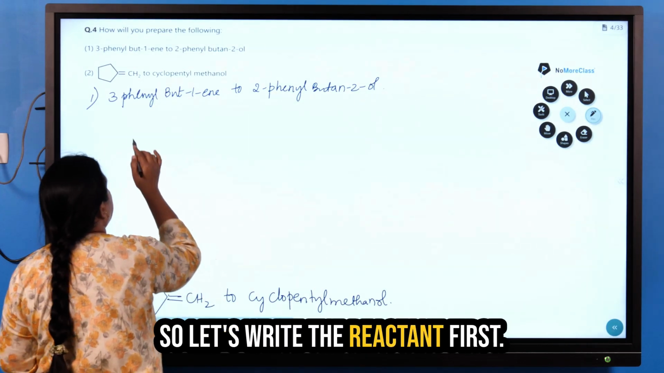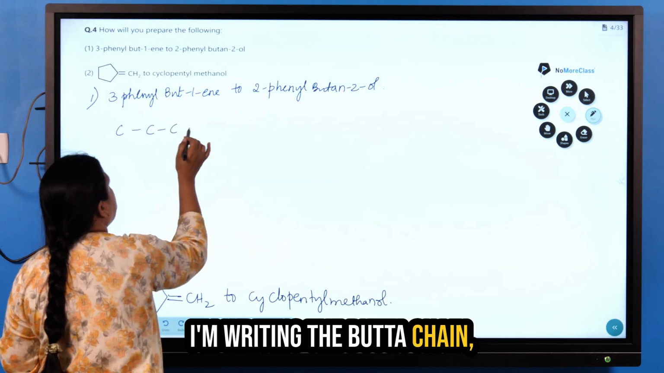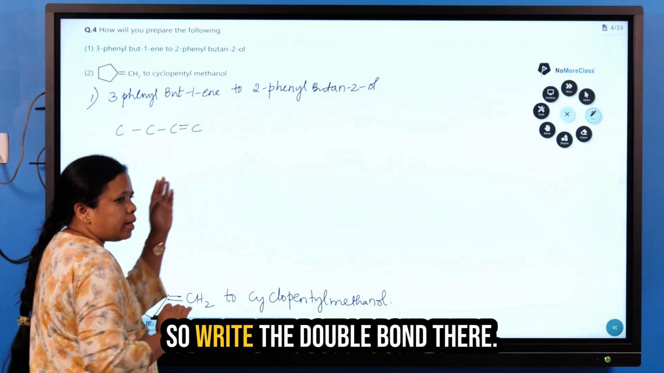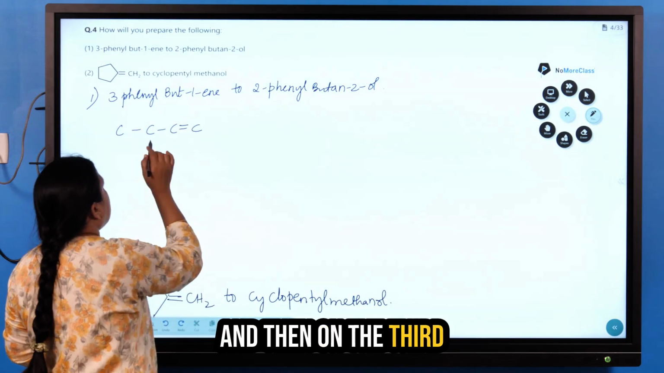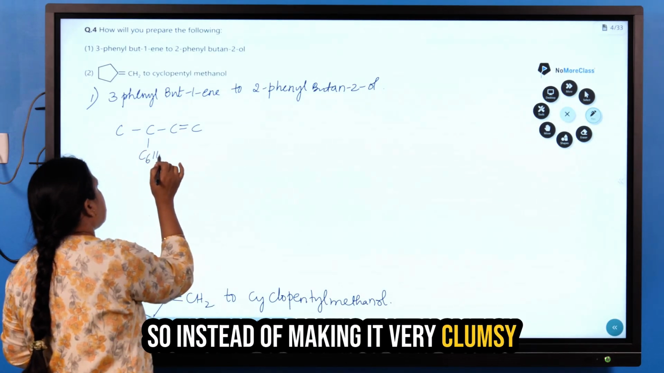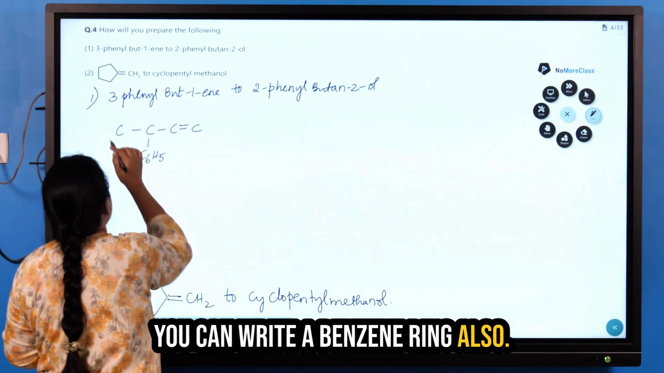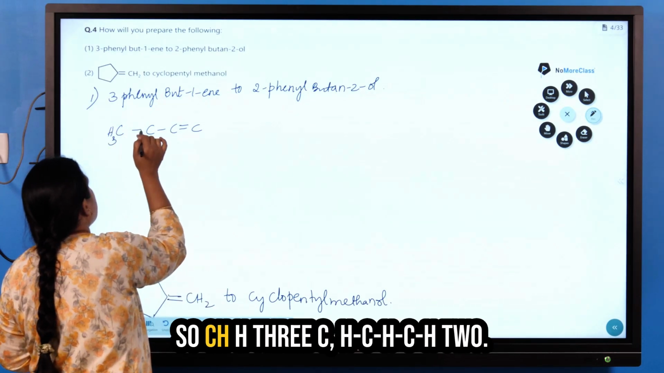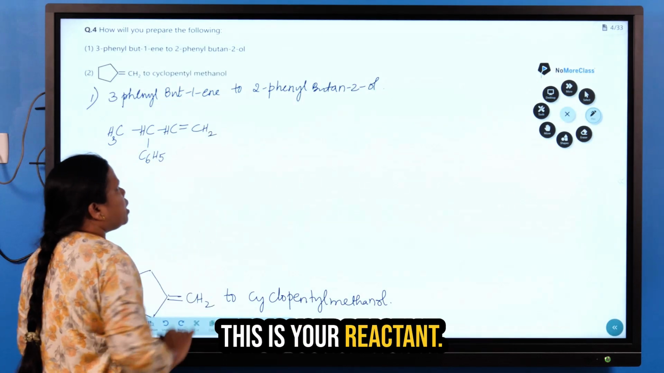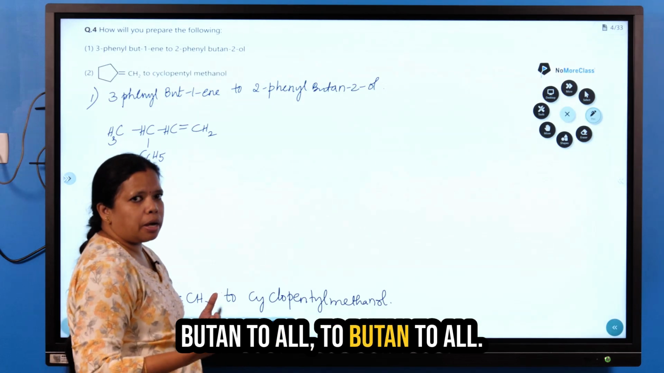So let's write the reactant first. The reactant is but-1-ene, so I'm writing the butane chain, which is a 4-carbon chain. The first carbon has a double bond, so write the double bond there. And then on the third carbon is a phenyl ring. Instead of making it clumsy by taking it as C6H5, you can write a benzene ring also. Now fill it up with hydrogen: CH3, CH, CH, CH2. This is your reactant. Now you have to convert it into 2-phenylbutan-2-ol.